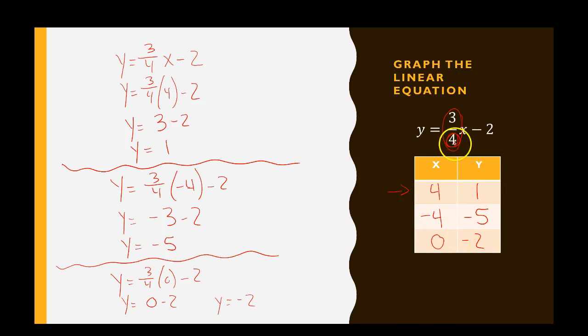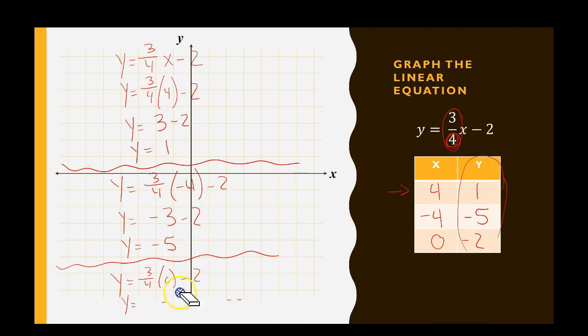So again, in this slide, the trick is if there's a fraction, whatever the denominator is, if it's a 4, use 4 and -4. If it was a 3, use 3 and -3. 5, use 5 and -5. That's the trick. It's going to get these y values to come out as positive or negative whole numbers.